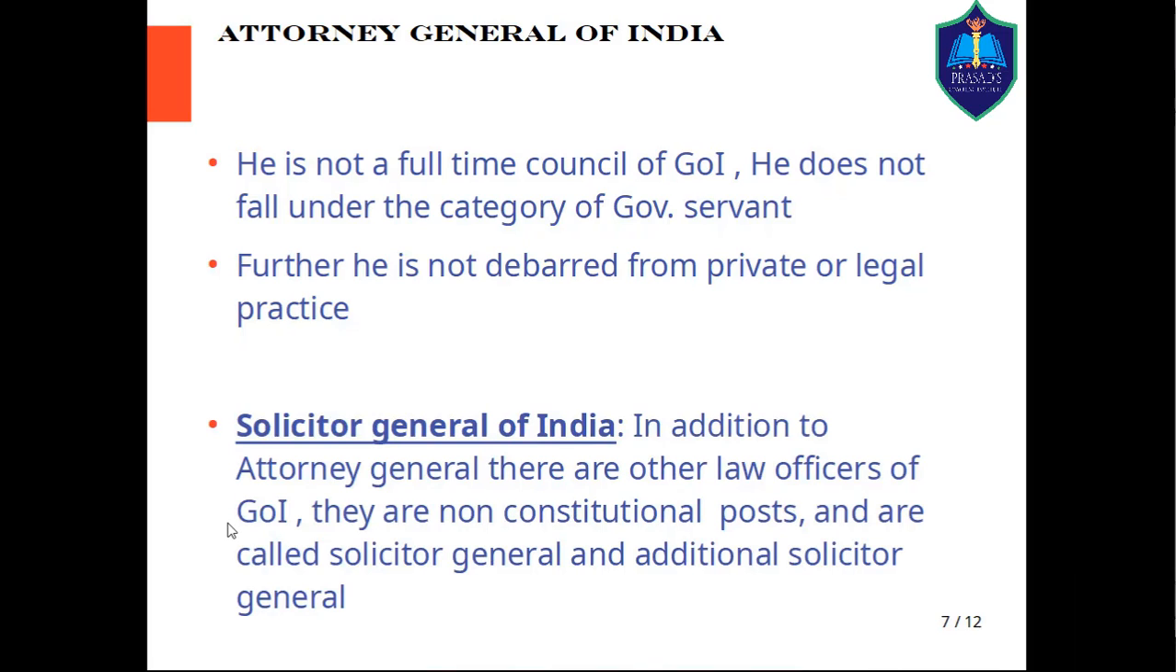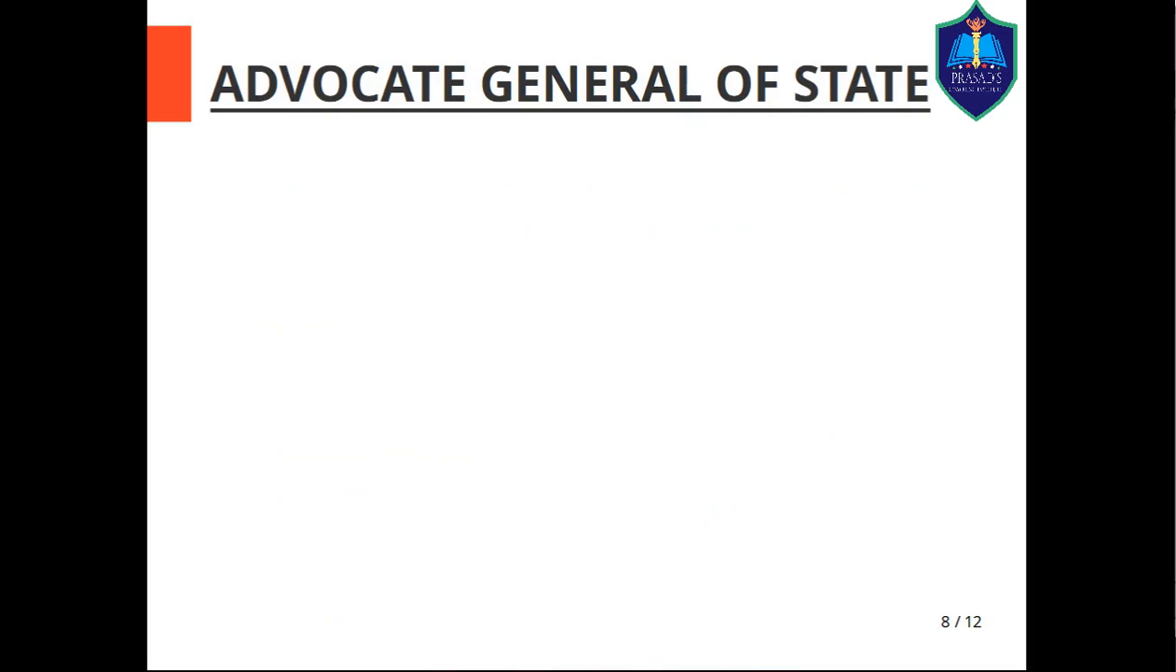Attorney General is the chief legal advisor to the government, but that doesn't mean there is only one legal advisor for the government. The government has a number of legal advisors. Those persons are called Solicitor General of India. Attorney General is a constitutional post. Solicitor General is a non-constitutional post. In addition to Attorney General, there are other law officers of Government of India. They are non-constitutional posts and are called Solicitor General and Additional Solicitor General. Okay, Attorney General is over.